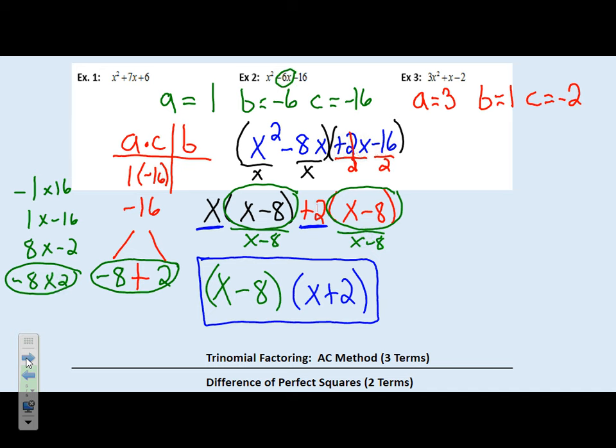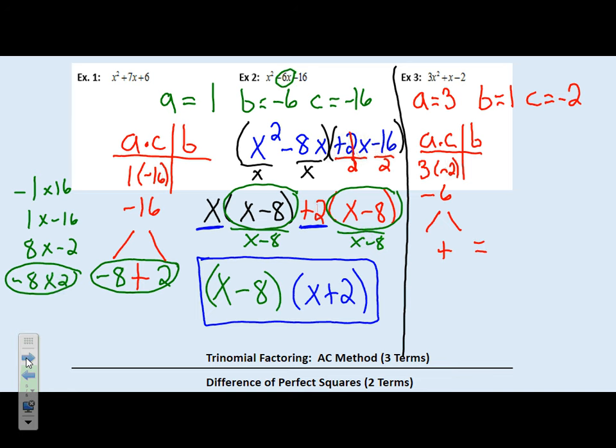Same thing, you guys. I'm going to break this apart. First thing I'm going to do is take a times c, and it has to add up to b. So I'm going to take 3 times negative 2, which is negative 6. And then I have to come up with two factors that add up to 1. Now, this one, I have to have a positive 1, but when I multiply, I have to get a negative 6. So one's going to be positive, and one's going to be negative.